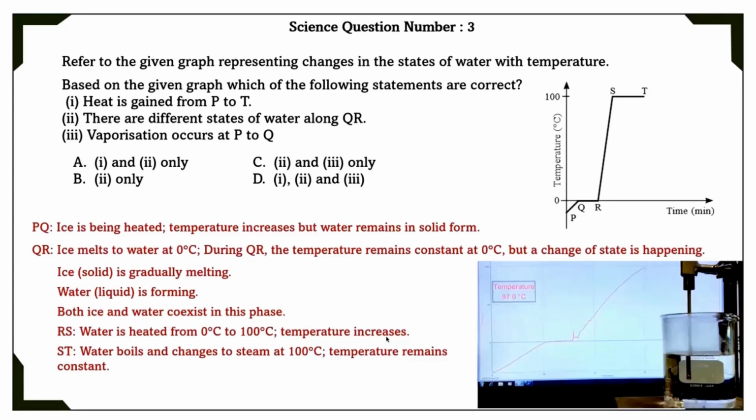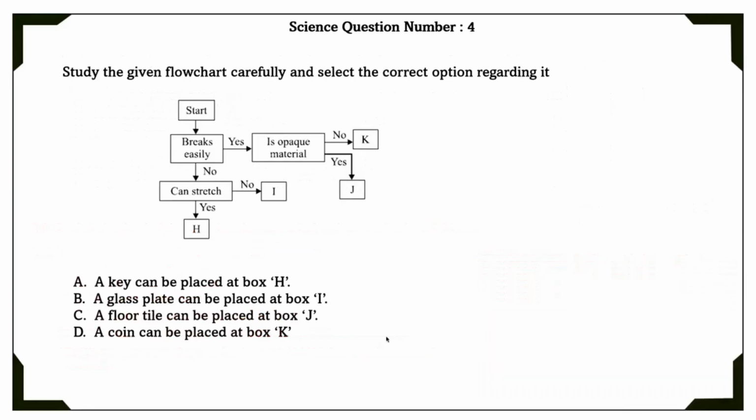RS. Water is heated from 0 degrees to 100 degrees Celsius. Temperature increases. ST. Water boils and changes to steam at 100 degrees Celsius. Temperature remains constant. So, according to this, the first statement is true. The second statement is also true. But the third statement is wrong. So, the correct option is the A option.